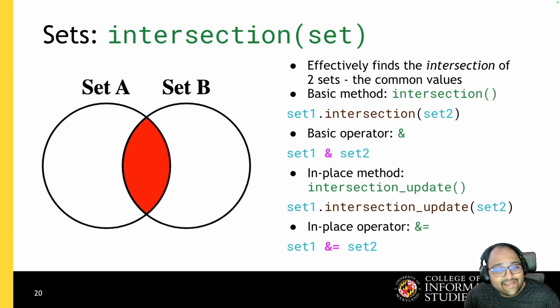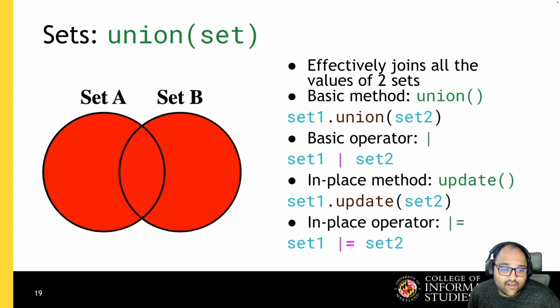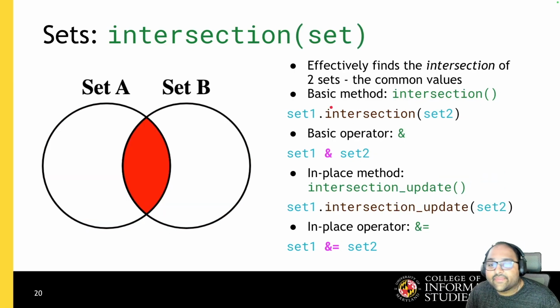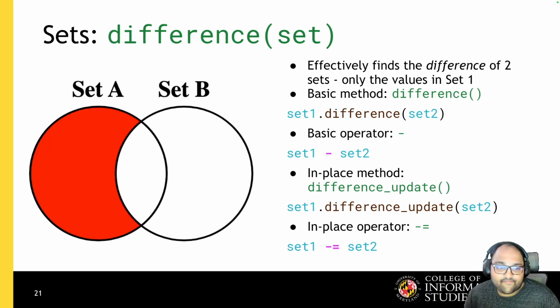Then you can also do an intersection, which helps you find the intersection, aka the common values between two sets. One thing to note is that when you do something like this, it will deduplicate. So if you have two sets, it will deduplicate the sets. For intersection, you just do dot intersection or an ampersand, or you can do an ampersand equals or an intersection update.